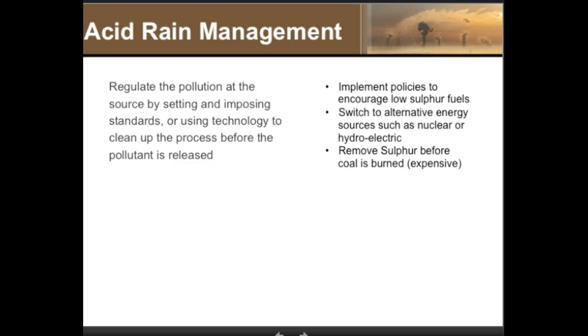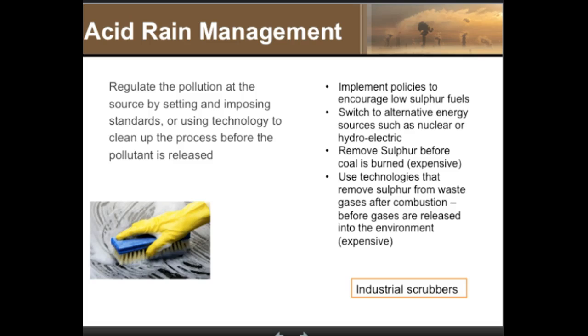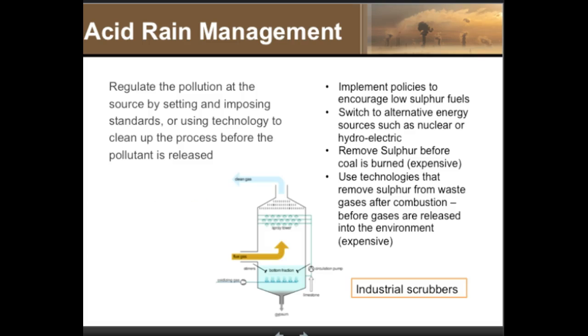In coal, you can remove the sulfur, but that's quite expensive. You can remove the sulfur from waste gases after combustion. So if you're burning coal, before the waste gases leave the chimneys, you can actually remove the sulfur from them. An example of this is industrial scrubbers. You think of a scrubber like scrubbing something clean. An industrial scrubber is almost like a wash that the gases pass through, and it washes out some of those sulfurs that would then get into the environment and cause acid rain. So they get washed away before they ever leave the coal burning plant.